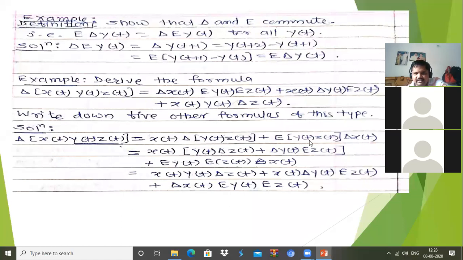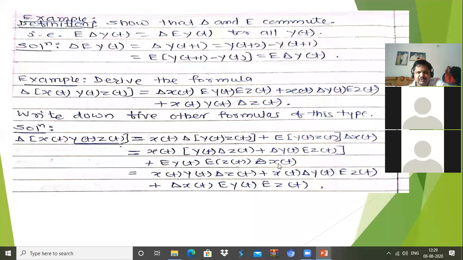What we are taking here, E of yt zt can be written as Eyt into Ezt into delta xt. Because what this will be? Yt plus 1 into Zt plus 1. Yt plus 1 can be written as Eyt, Zt plus 1 can be written as Ezt. So E of yt zt can be written as Eyt into Ezt delta xt as it is. Now for first, xt as it is, yt into delta zt: xt yt delta zt plus xt delta yt Ezt plus Eyt Ezt delta xt.